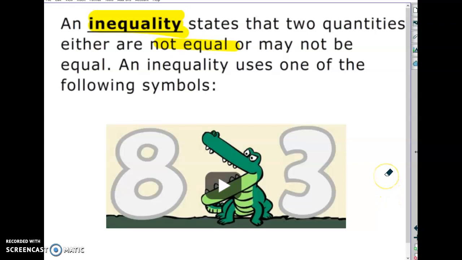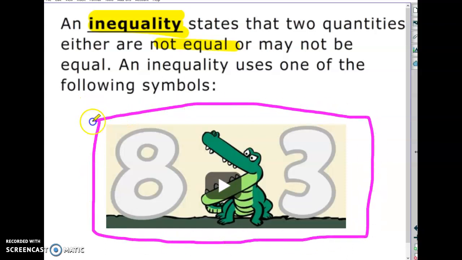When you were younger, you talked about inequalities for a long time. Inequality means not equal. So an inequality states that two quantities either are not equal or may not be equal. An inequality uses one of the following symbols, which we'll talk about in a second. When you were younger, you might have thought of this little alligator eating the bigger number. So this inequality says that 8 is greater than 3. The bigger the space, that means that side has the larger number on it. The smaller space between the lines has the smaller number on it.